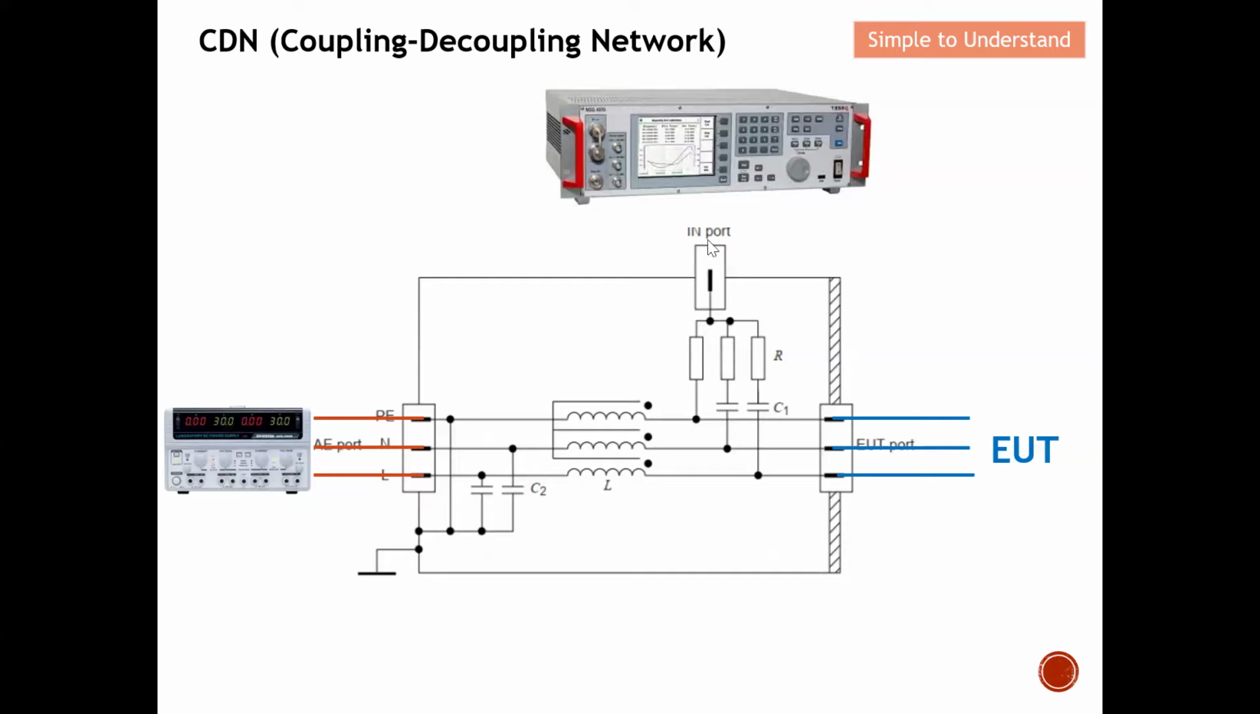So when we inject the noise source into the CDN, we want it to be moving towards the EUT. As for the power supply, it's the same thing. We want the power supply to move just towards the EUT. We do not want the power supply to come and kill our signal generator. So the path for the power supply, we do not want it to go this way.